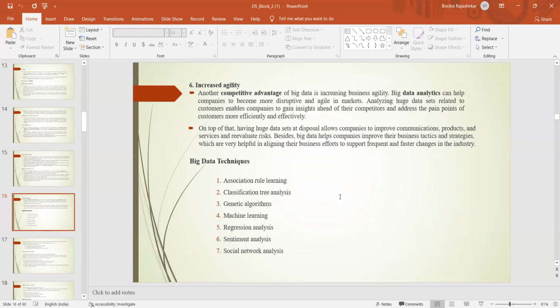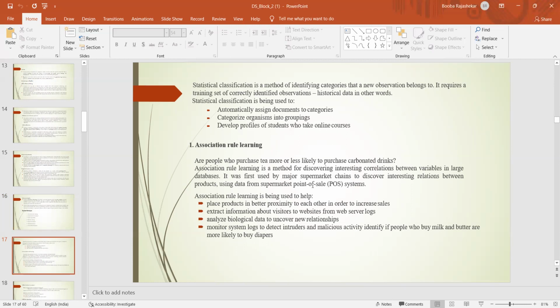Another, big data helps companies improve their business practices and strategies. So these are the main advantages of big data analysis. So in big data analysis, what techniques are available? One is association rule learning, classification tree analysis, genetic algorithm, machine learning, regression analysis, sentiment analysis, and social network analysis.